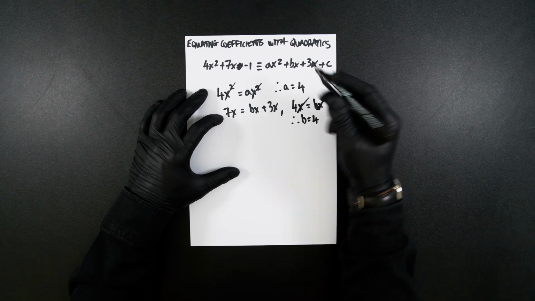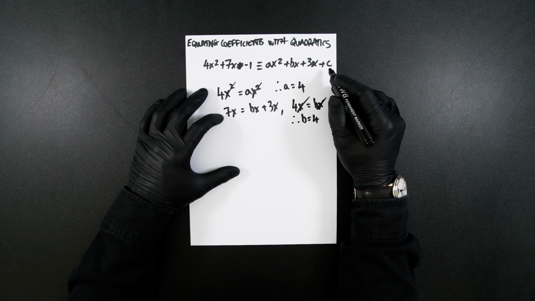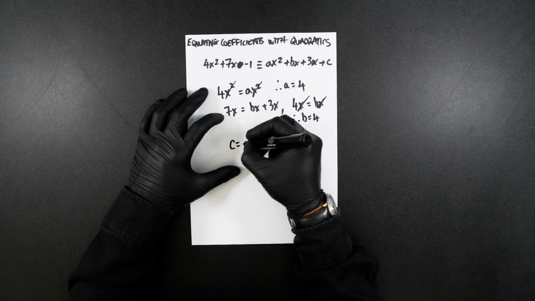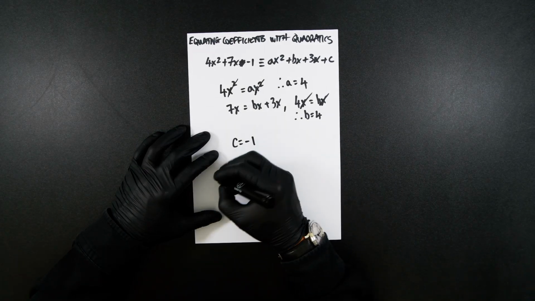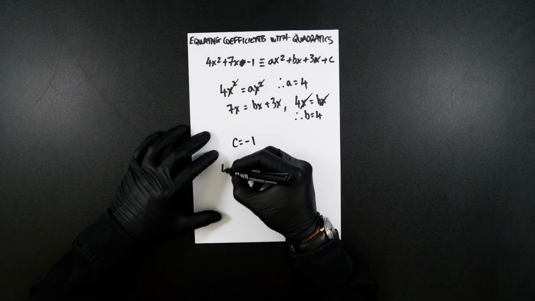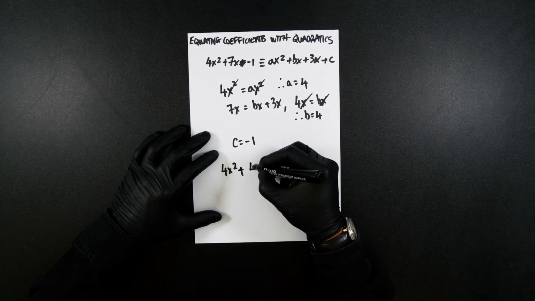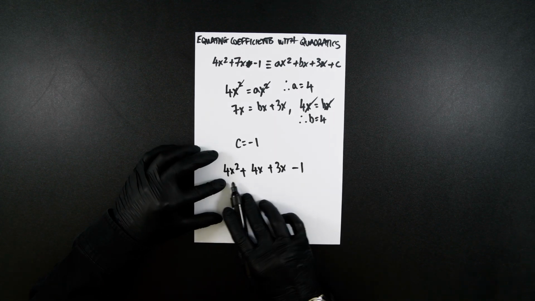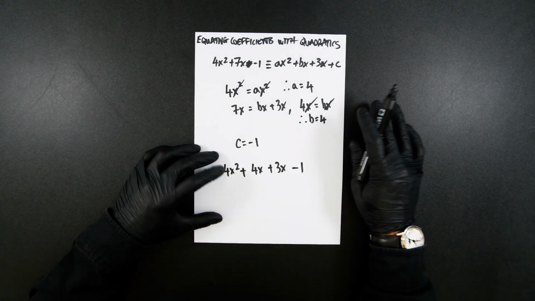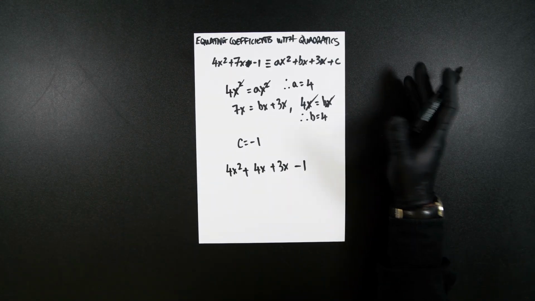And now finally, for the last step, we just equate what is on the left-hand side, which is minus 1, and c. So c would equal minus 1. Now you can plug these all in. So you're going to get a, which is 4x squared, plus bx, which is 4x, plus 3x minus 1. And obviously, if you simplify this out, that's going to equal this. Nice and easy to begin with, but let's make it a little bit more complex.